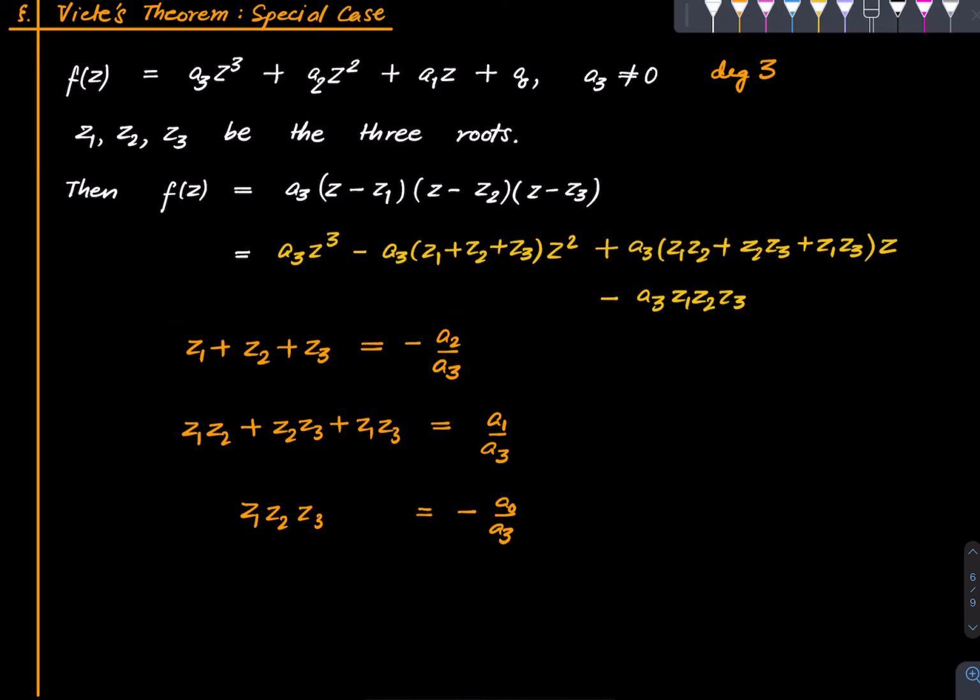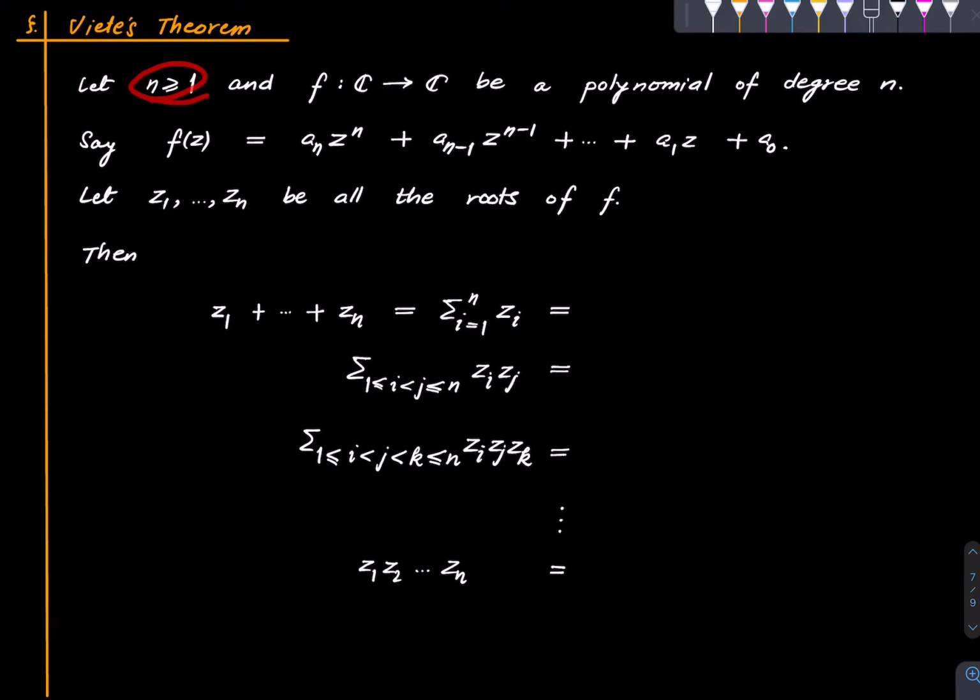The general theorem is the following. Fix some positive integer n and fix a polynomial of degree n. Say f of z is of this form, and these be all the roots. Then the sum of roots, taken one at a time, is minus an minus 1 divided by an. The sum of product of roots taken two at a time. So pick two roots, product them, and then add all the products. So that can be written succinctly in this fashion. That is an minus 2 divided by an.